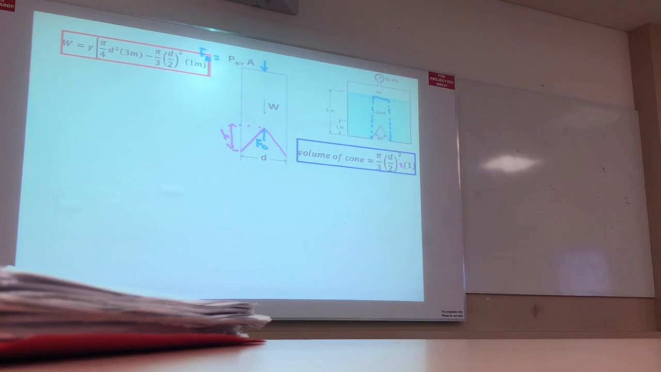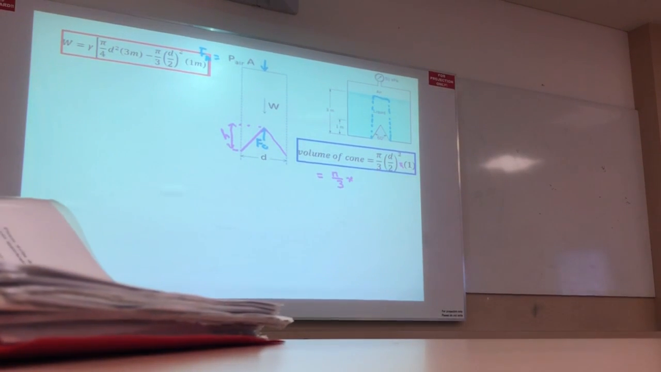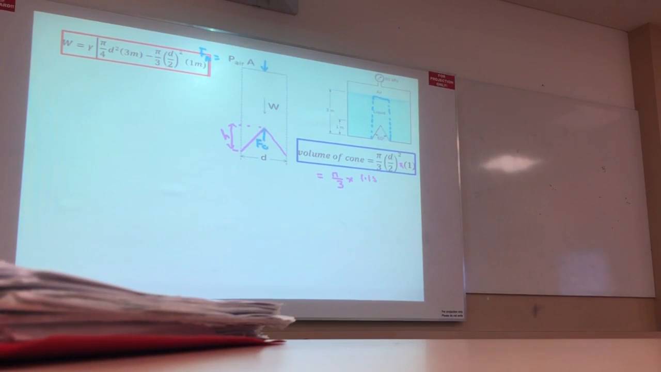So what is the volume of the cone? I can put the number now. Pi by 3, d is 1.155, by 2 squared, times 1. I get 0.35 meter cubed, roughly, okay?